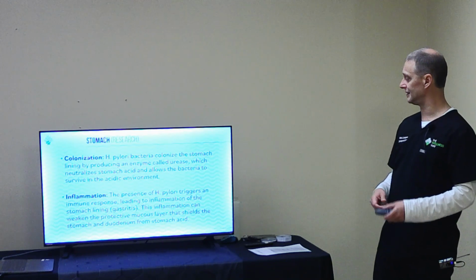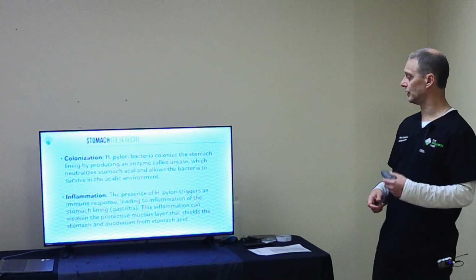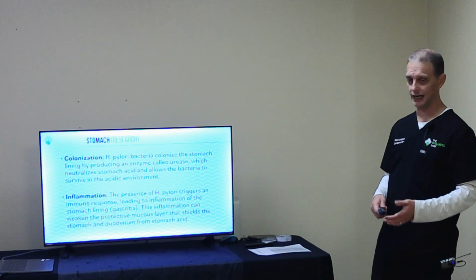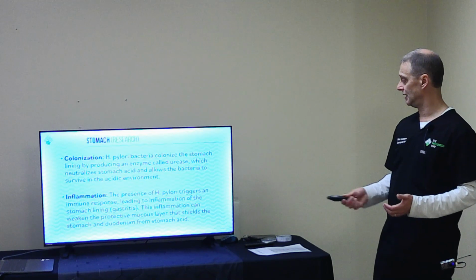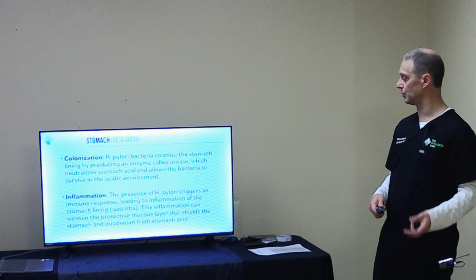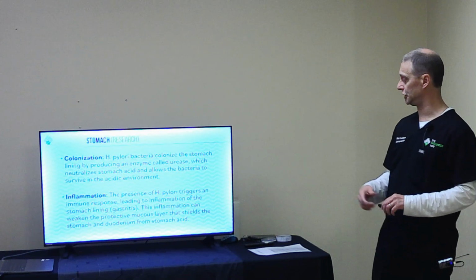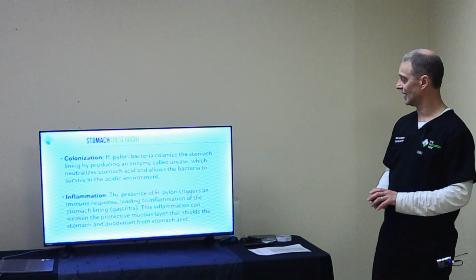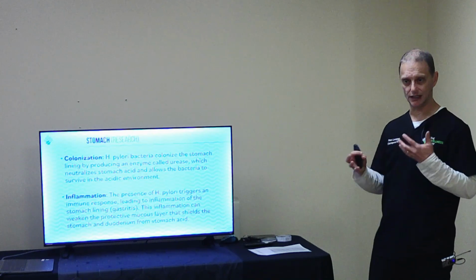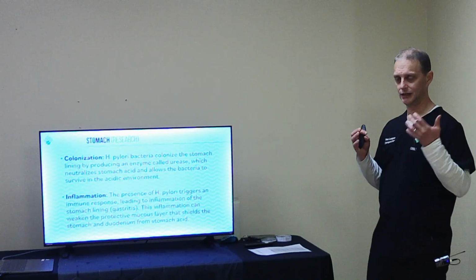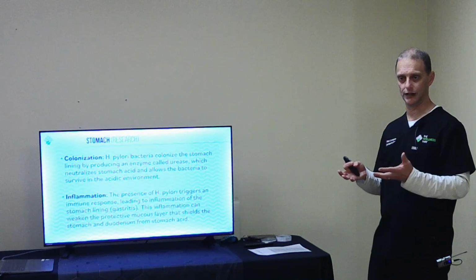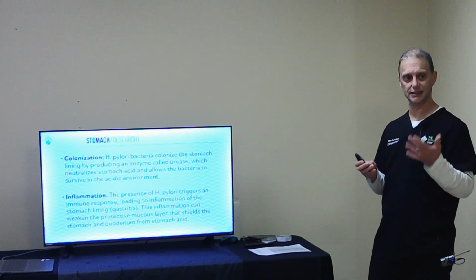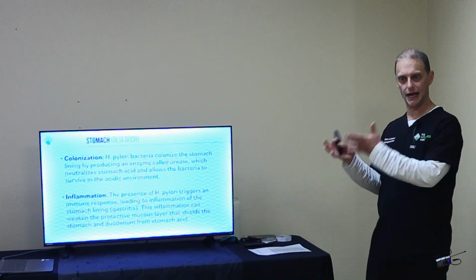But the presence of H. pylori can trigger an immune response that can lead to inflammation of the stomach lining, or what's called gastritis. This inflammation can weaken the protective mucus barrier that shields the stomach and duodenum from stomach acid. So again, it's all about balance. We are meant to have bacteria in our bodies. We don't need to be afraid of bacteria. It's just keeping it in the right amount of balance.